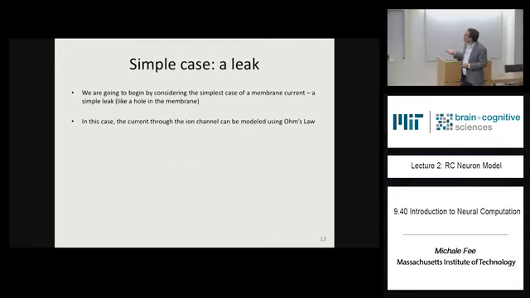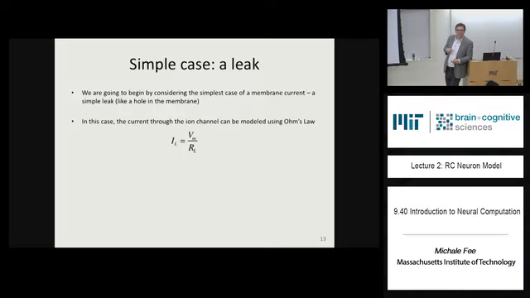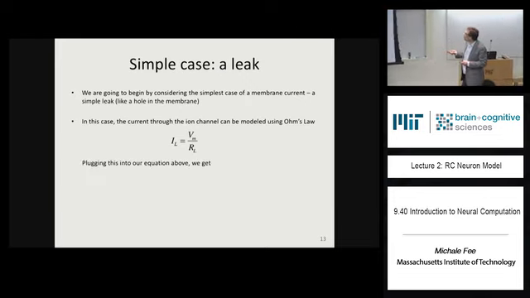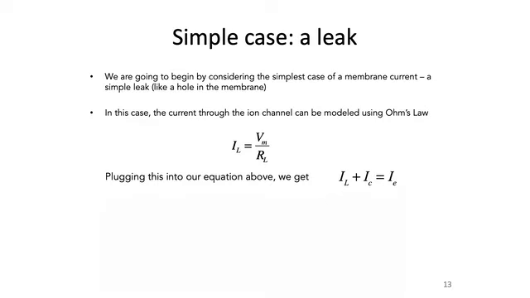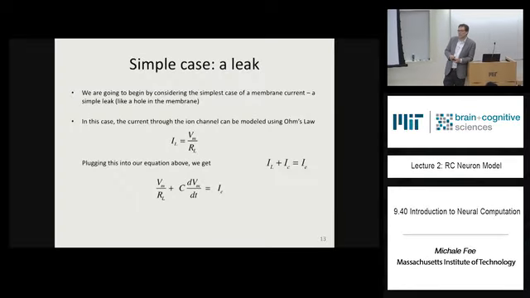Okay, so we're going to poke a hole in our membrane, and we're going to model that ion channel using Ohm's law. So the leak current is just membrane potential divided by leak resistance. So what do we get if we plug this into our equation? I leak plus I capacitive equals injected current. We get Vm over RL, plus C dV/dt equals injected current. Okay?